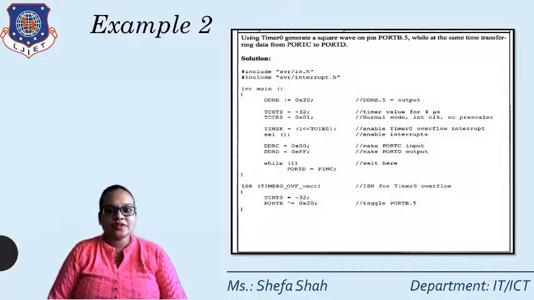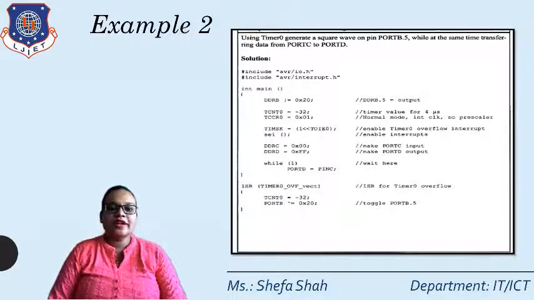Use timer 0 to generate a square wave on pin PB5, while at the same time the data is transferred from port C to port D. So here we will include two files. First, avr/io.h, and second, avr/interrupt.h. We are including both files for interrupt programming. Now we will write the main program. In the main program, we declare all the variables, and we write the program for transferring the data from port C to port D.